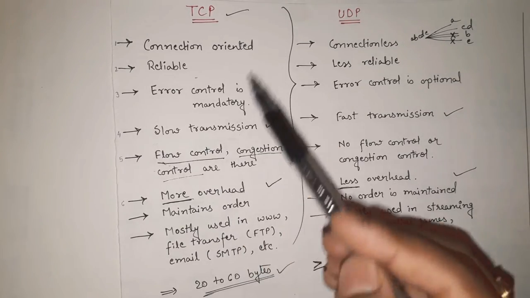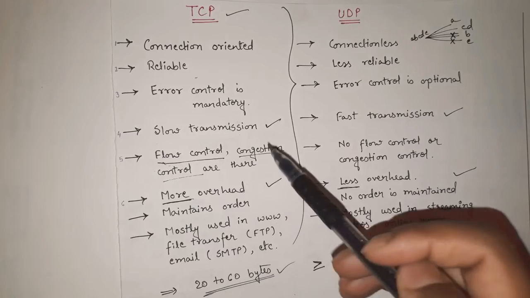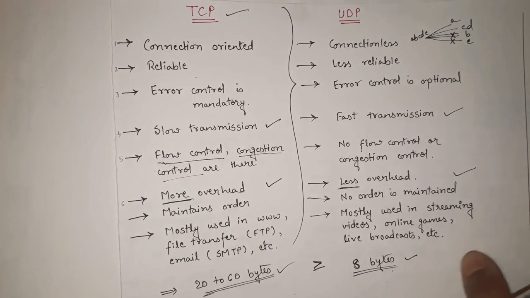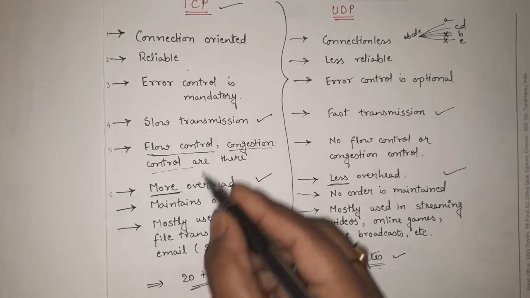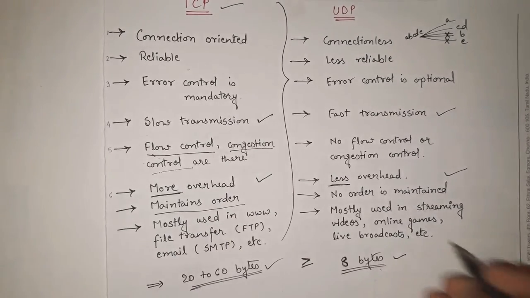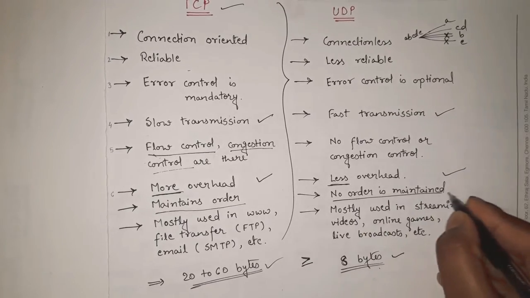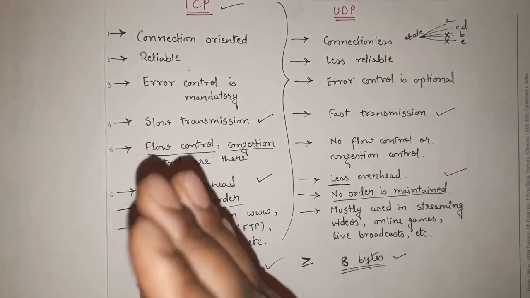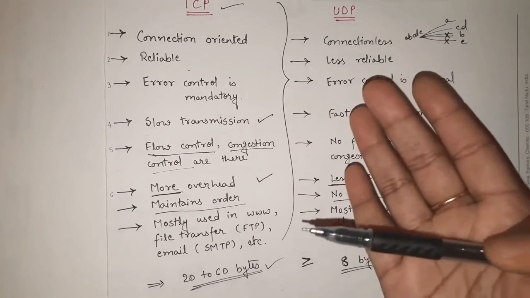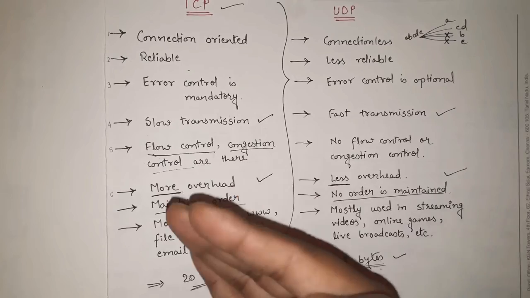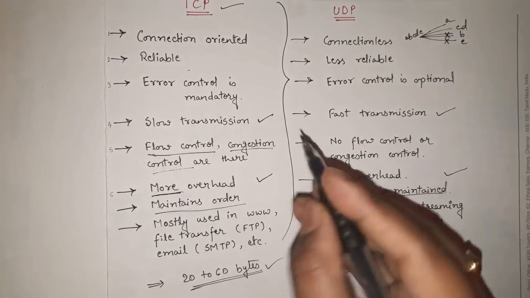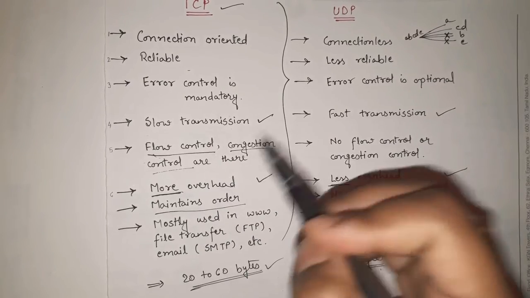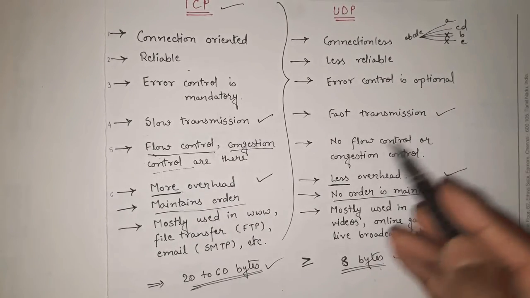So in TCP, flow control and congestion control are taken care of, but in UDP there is no flow control or congestion control. Then TCP always maintains the order, whereas in UDP no order is maintained. As we know, in TCP a particular connection is made, and in that particular network only we are sending the data. So if I am sending ABCD, because it is transferred through the same network, the receiver will receive exactly ABCD.